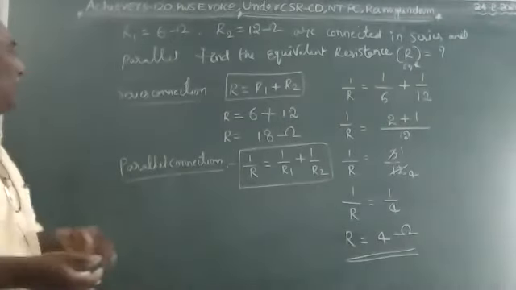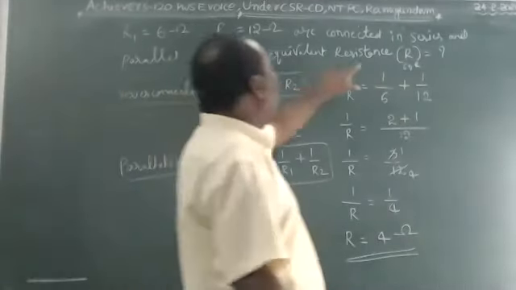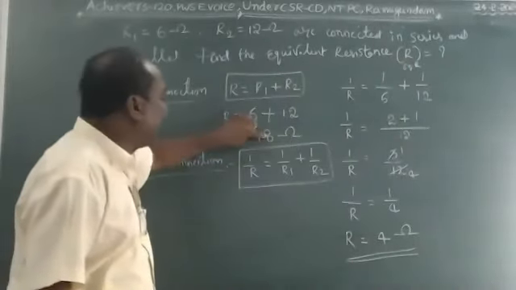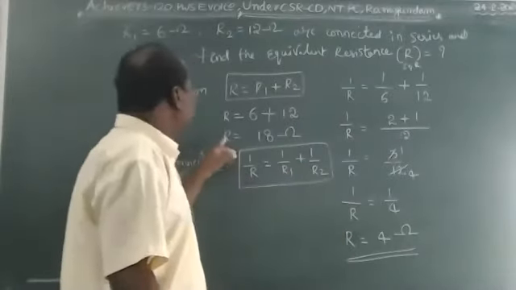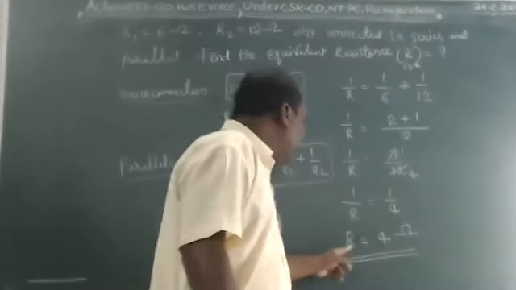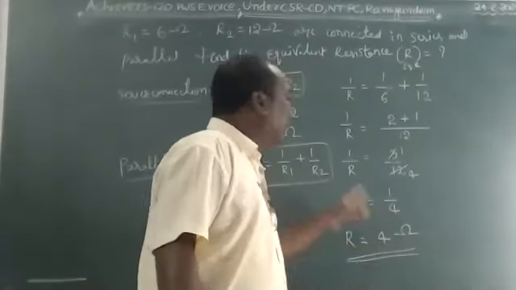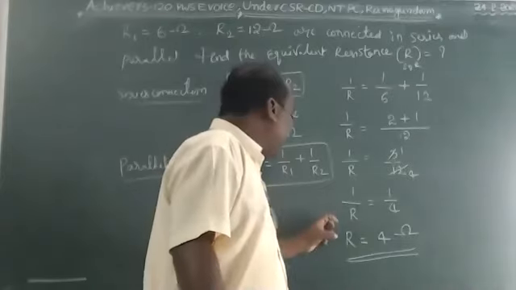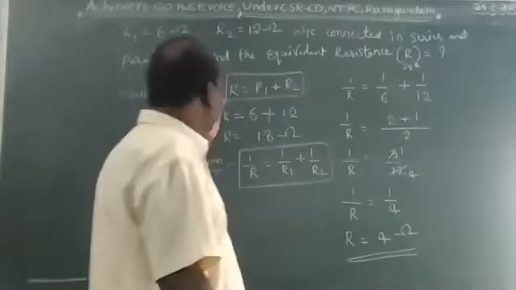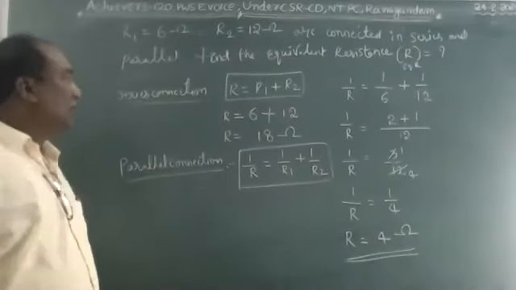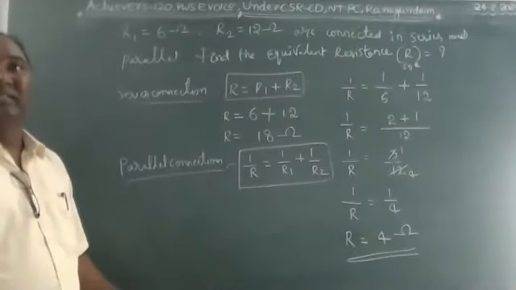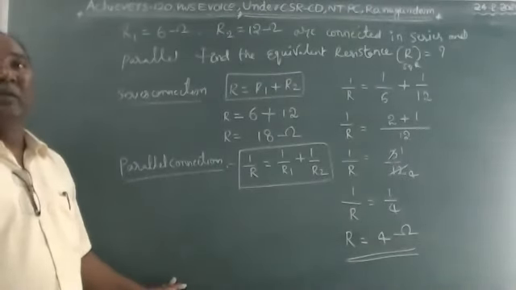So here one thing to keep in mind, children. The equivalent resistance R value in series is greater than in parallel. See, in series connection the R value is 18. In parallel connection the R value is 4. By seeing this, in parallel connection the equivalent resistance value is less than in series connection. So this is the series and parallel connection.